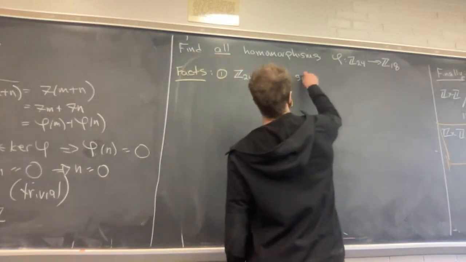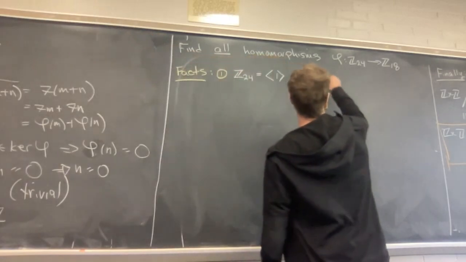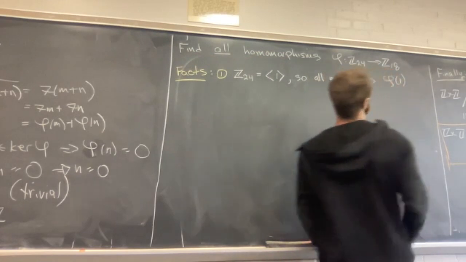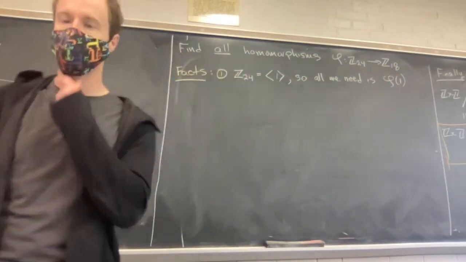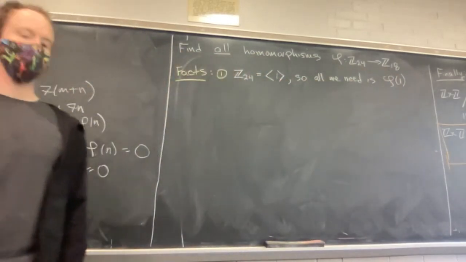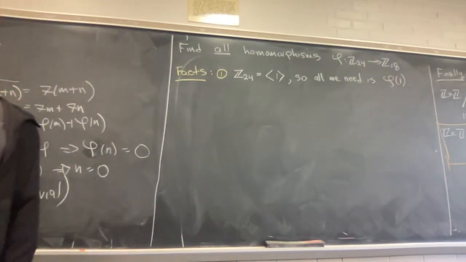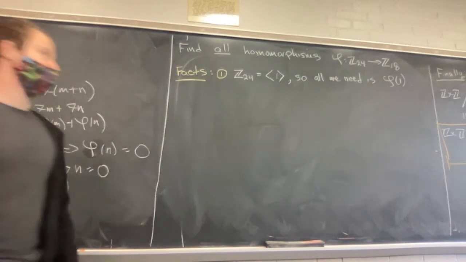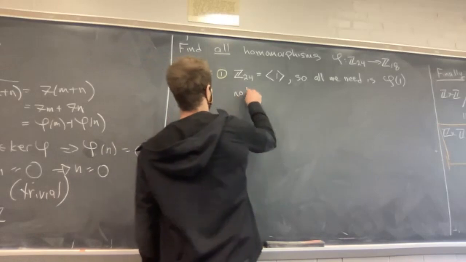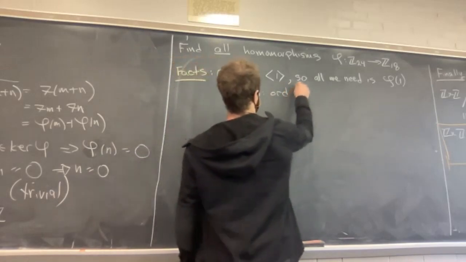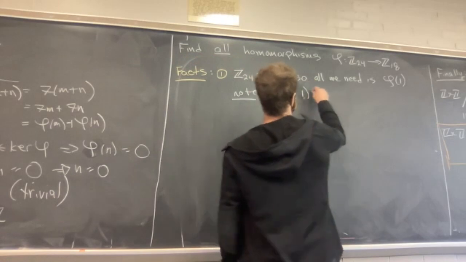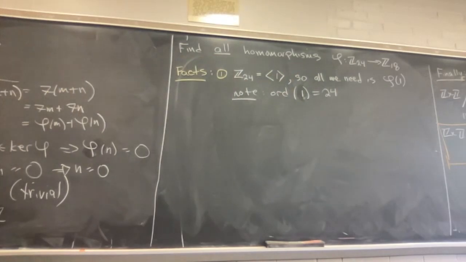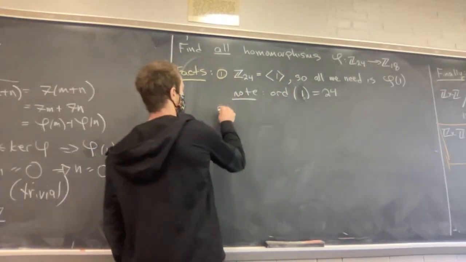And then let's build off that fact. So all we need is phi of 1. A homomorphism on a cyclic group is completely determined by what happens to its generator. So the generator is 1, and all we have to do is figure out where phi of 1 goes. Now let's also notice that the order of 1 is equal to 24, right? And now let's look at fact number 2.